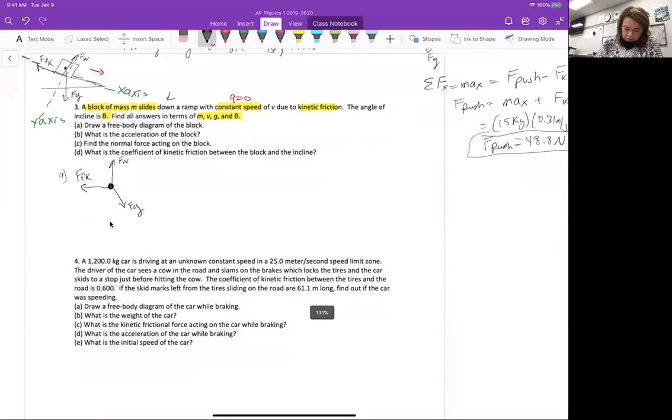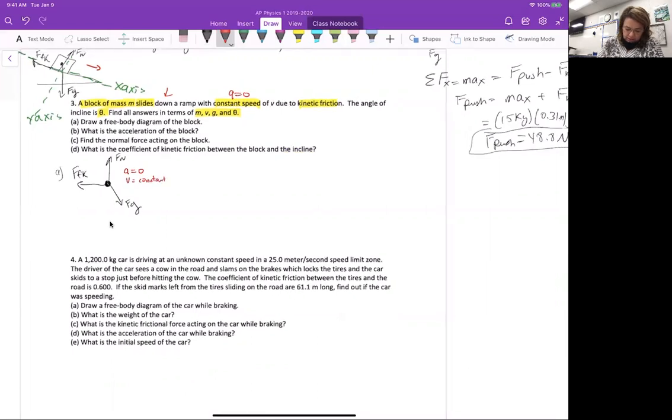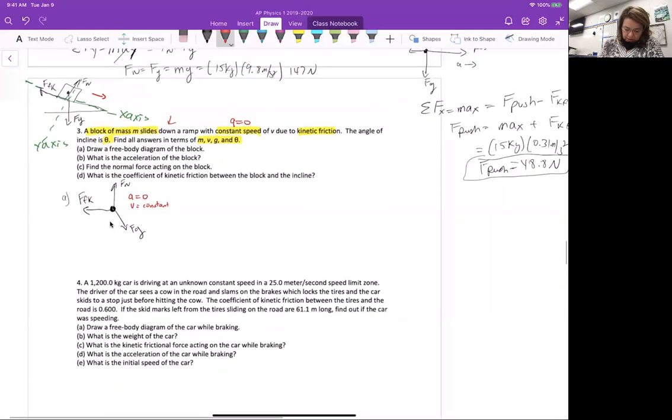All right, back to where we were at. I just want to include a couple things. I know that acceleration is equal to 0, and v is constant. It is actually still sliding down that ramp, but I have an acceleration equal to 0. So that's important because I need to use that fact as I solve some things.